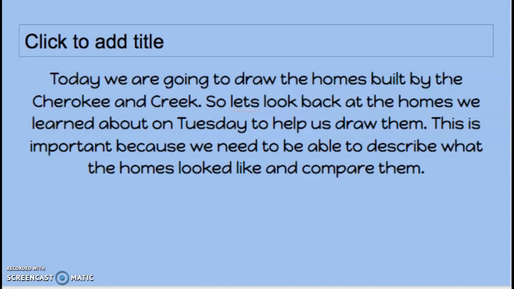Today we are going to be drawing the homes built by the Cherokee and Creek. So let's look back at the homes we learned about on Tuesday to help us draw them. This is important because we need to be able to describe what the homes look like and compare them.